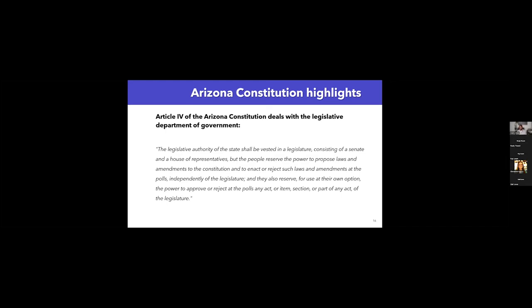So voters, we have lots of power and influence over the legislature outside of us just voting. There are other things that we can do. We can do referendums, we can do recalls and things like that. We can even put things on the ballot.